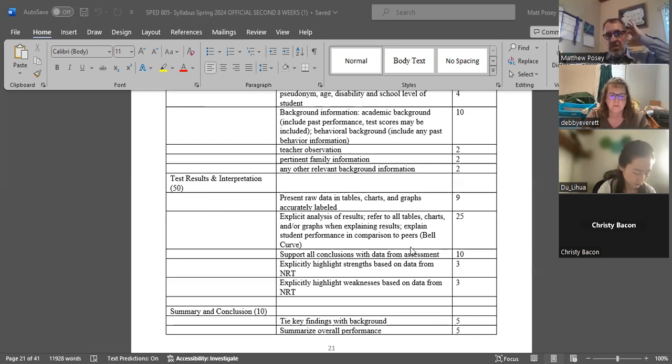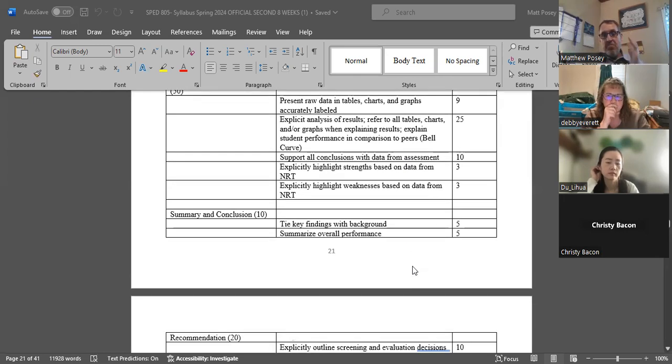Support all your conclusions that you get from the data from the assessment. Make sure you support the conclusions. Also highlight what you feel are the strengths that you found from the normed reference test results, not from the informal. We're just pulling the strengths that you identified, their high scores on the norm reference, and then also you're going to highlight what you feel are their weaknesses based on the data in this report. Each time that could vary somewhat.